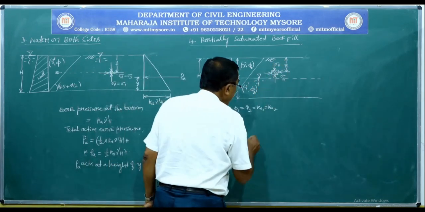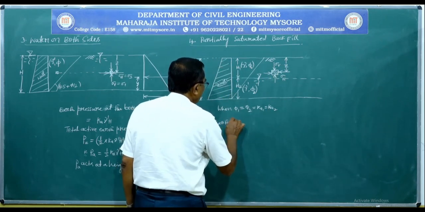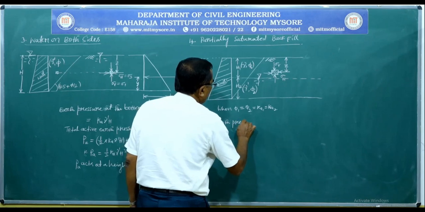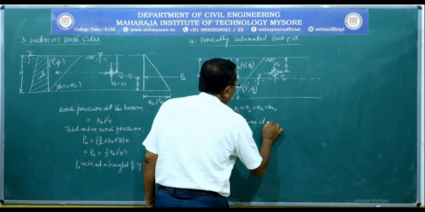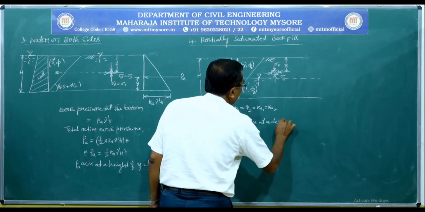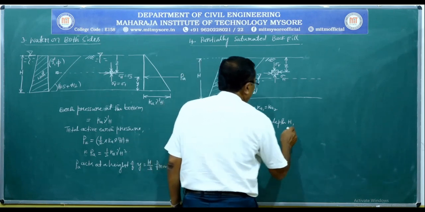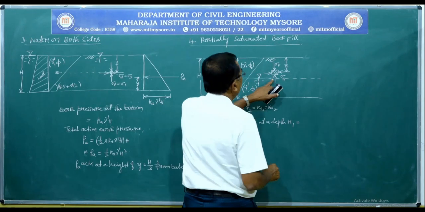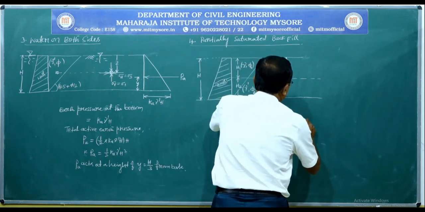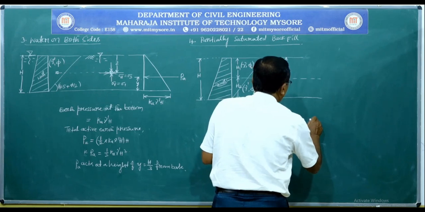So pressure at depth H1 is equal to Ka1 into gamma into H1.